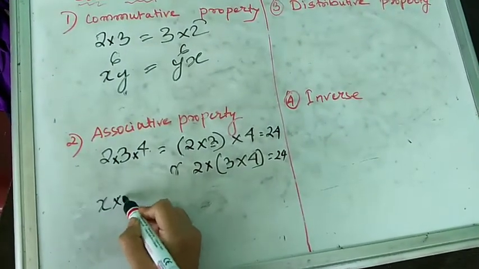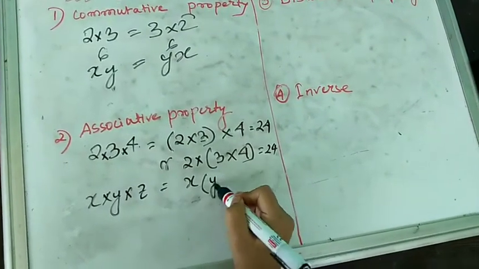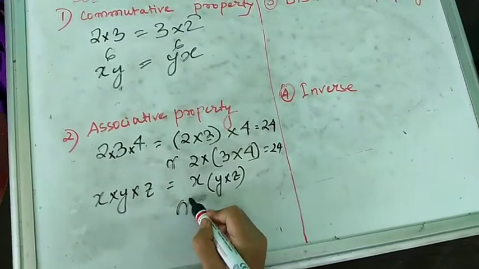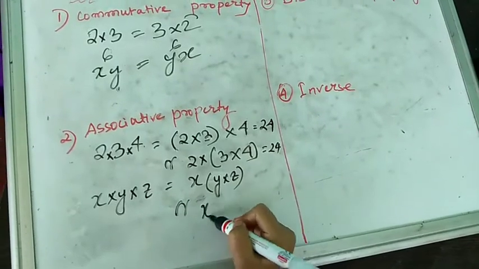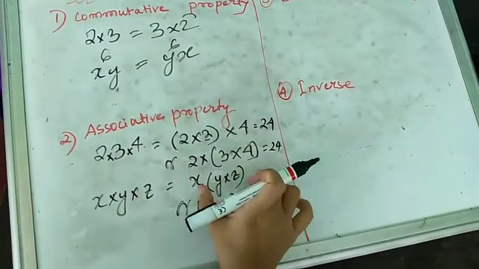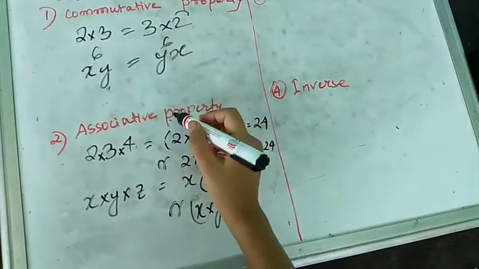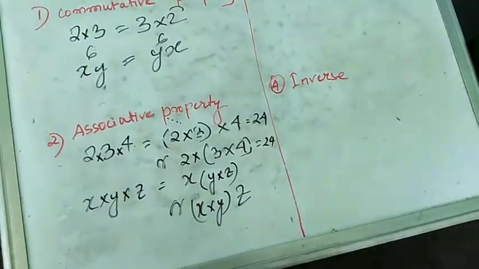Now, let us look at the variables. x into y into z can also be written as x into y into z together, or it can be written as x into y and then z. Now, when you find out, the answer will still be the same. It does not make any difference. So, this is known as associative property.